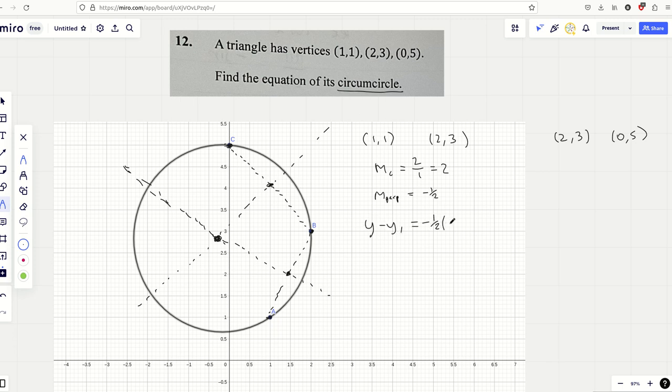M here is minus a half. Now I do need to find the midpoint. The midpoint of those two points is going to be (1.5, 2), and so y minus 2 is minus a half times x minus 1.5. Times it all by 2, you get 2y minus 4 is going to be minus x plus 3 over 2. I'm going to times it by 2 again.